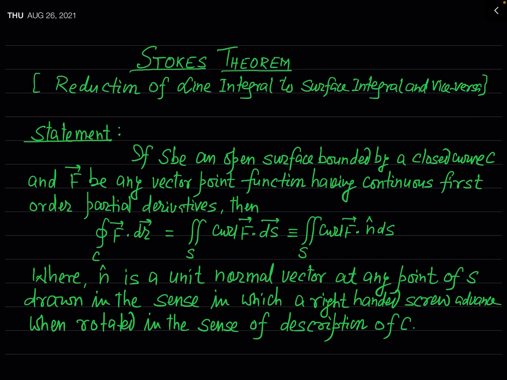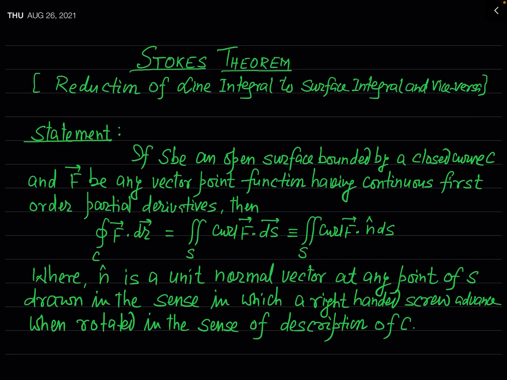In other words, you can also say, as you know, this integral F dot dr along the closed curve C is simply the tangential line integral of the vector function F, or in other words, this is just the circulation of the vector function F along the closed curve C. And this tangential line integral of vector function F along the closed curve C is equal to the normal surface integral of curl of F over the surface S. Actually, this closed curve C bounds the open surface S here. So this is the statement of Stokes theorem.